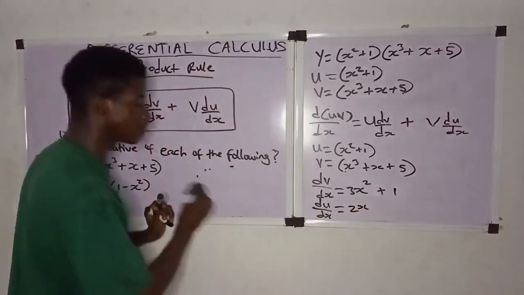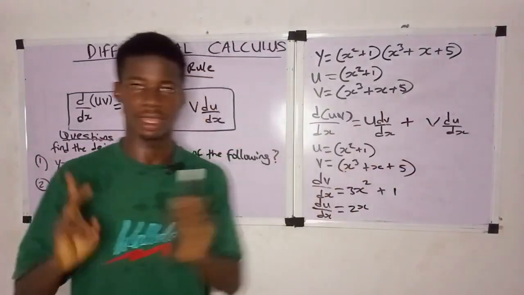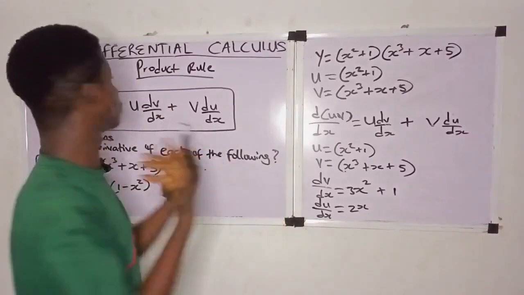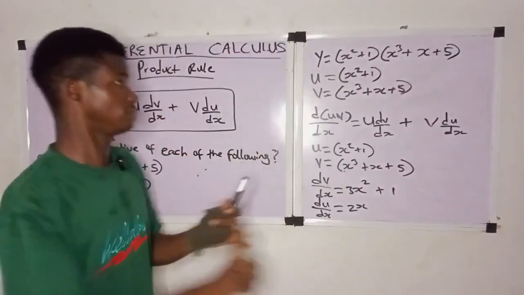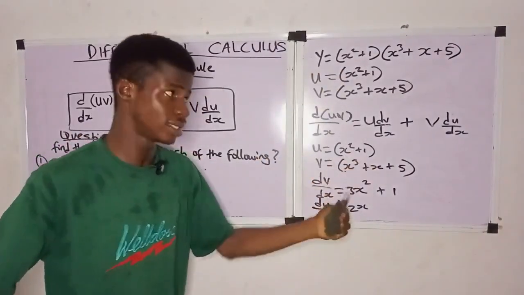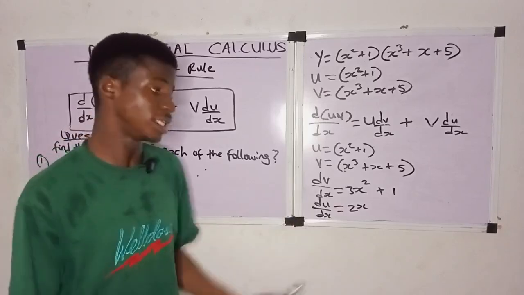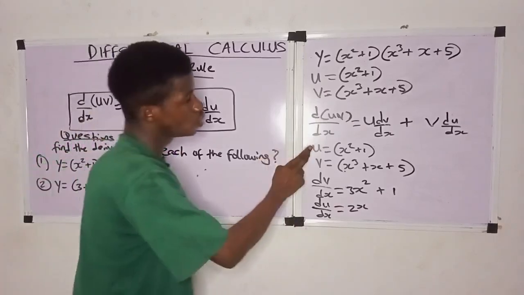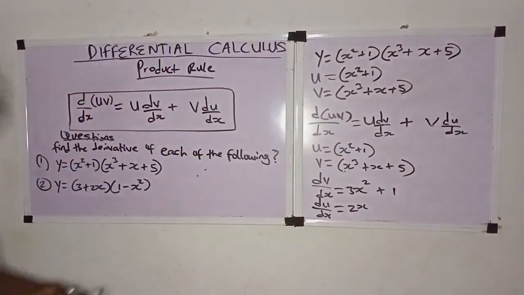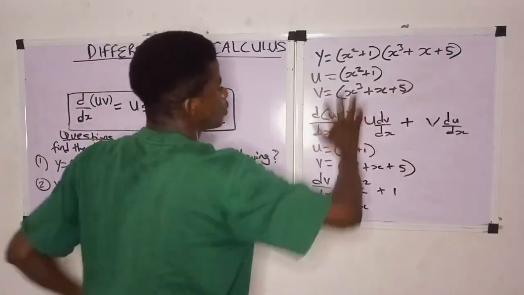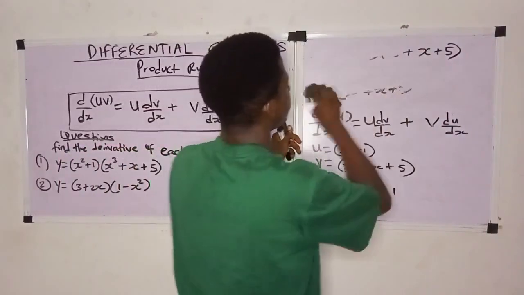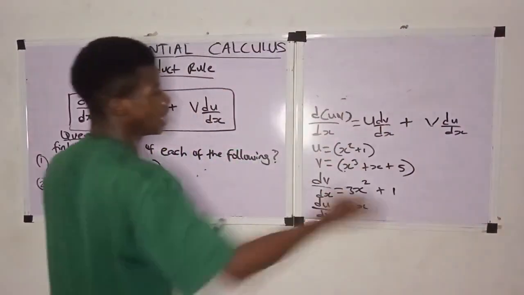So this is the formula. To solve the question under the product rule, you just need to know U and V, which you get directly from the question. Then dV over dS and dU over dS you get just the way we did. So we know U, V, dV over dS, and dU over dS. Now let's input these values into the formula.